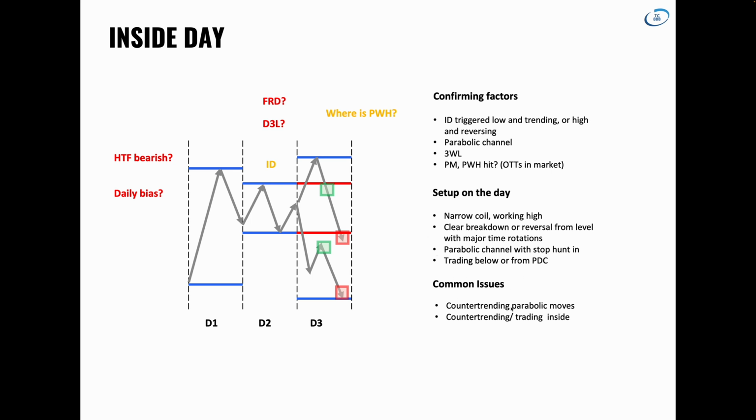Common issues, counter trending parabolic moves. So if you're trading outside the inside day, never trade back into it. Be very careful unless you're coming back into the range. Or often counter trending or inside. So if you're trading inside the inside day, you might bet on a blow off, but never trade a reversal within the range of the inside day. That typically doesn't work out. So if there is a trade to be had, then it's a continuation trade from the inside with a parabolic channel and blow off. So let's look at the chart.